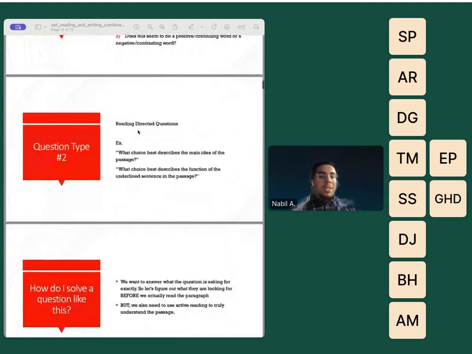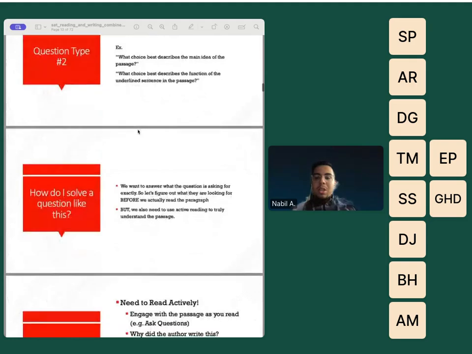All right, so question type 2 here, and I like to call these the main idea or function questions. I'll go over a couple examples here. But these typically take a little bit more time compared to your logical word choice questions. This is because, first of all, you have to read the whole passage. And also, you have to basically come up with an idea of what you think the main idea is, and also the function of the sentence.